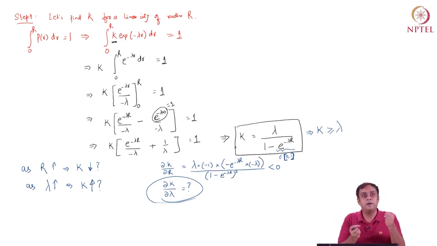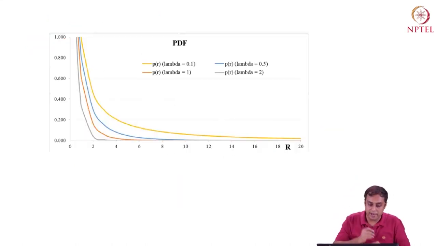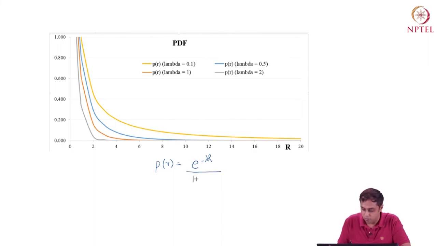So, if I fix lambda, and I increase r, my understanding is that k will go down. Okay. So, let us go and check. If I fix lambda, this is the PDF. The first graph that I am showing you is P of r given as e to the power minus lambda r times over 1 minus e to the power minus lambda r.